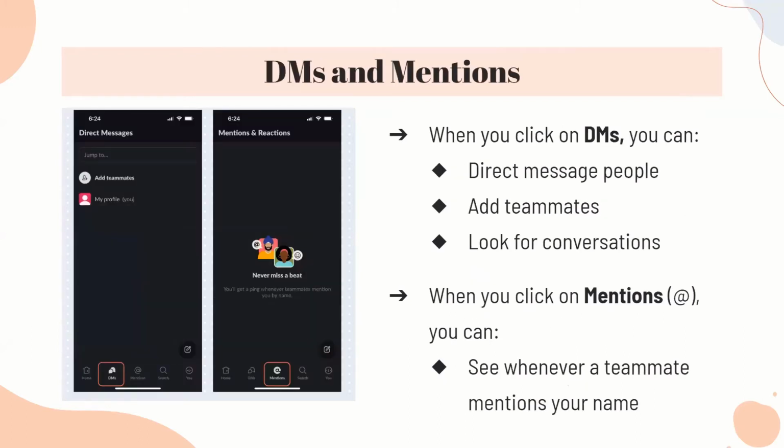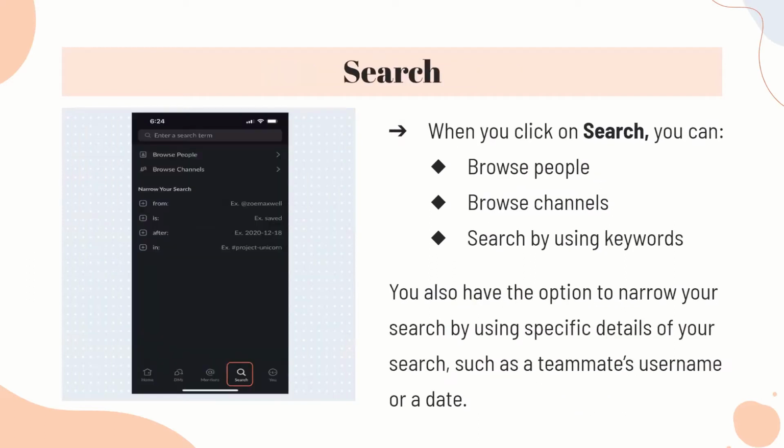Now, DMs and mentions. When you click on DMs, you can direct message people, add teammates, or look for conversations. If you click on mentions, which is the little @ symbol, you can see whenever a teammate mentions your name. And we also have the search feature as well. From this, you can browse people, channels, and search by using keywords and possibly jump to a specific message that you may want to look into or possibly look at after a long time.